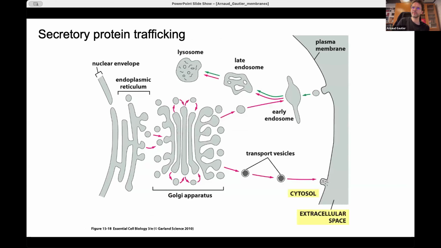So next, we got interested in controlling secretory protein trafficking in collaboration with Frank Perez, who is, as you know, an expert in secretory protein trafficking.